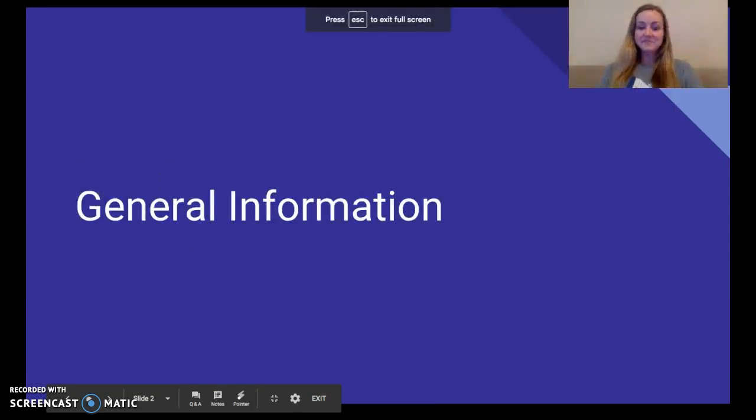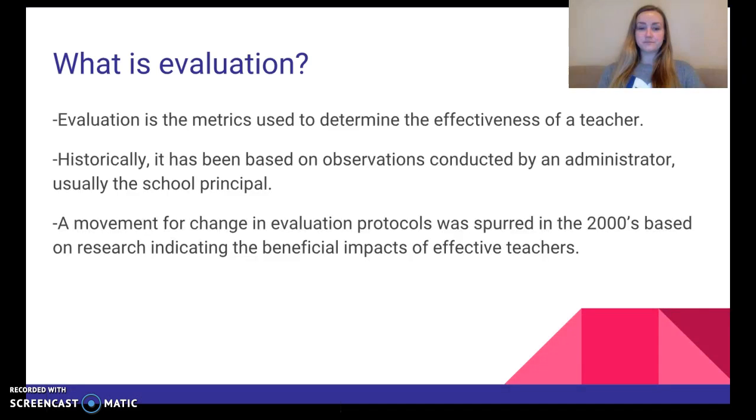So first I'm just going to talk about general information regarding teacher evaluation. All this information mostly comes from the articles that we read for the class, and then I have a couple different sources that I'll talk about throughout the presentation. So first, what is evaluation?